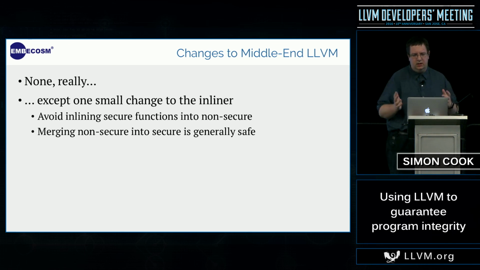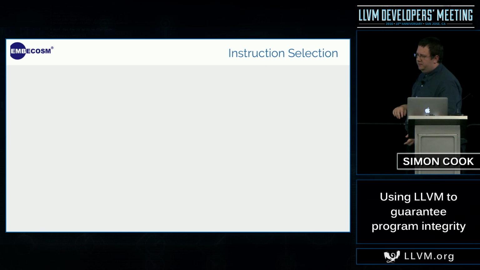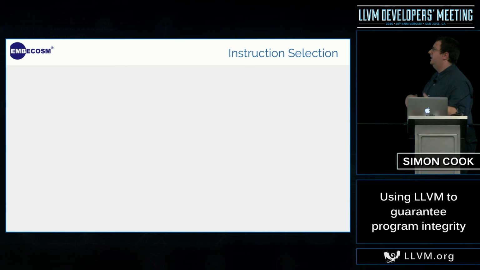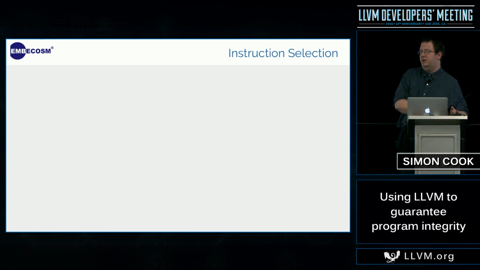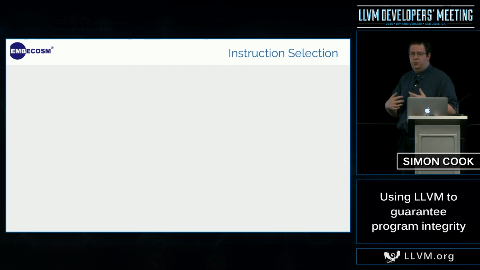Now, for the back end, we need to change a couple of things. While we have this attribute when we have the LLVM instruction, we need this information to survive through instruction selection and all the way to instruction emission. Now, the route that we've taken for this is a bit different.